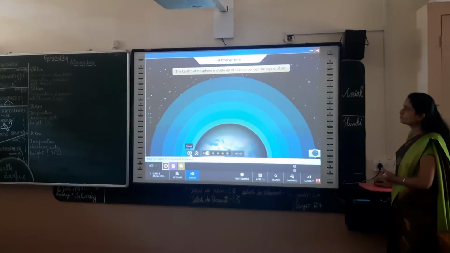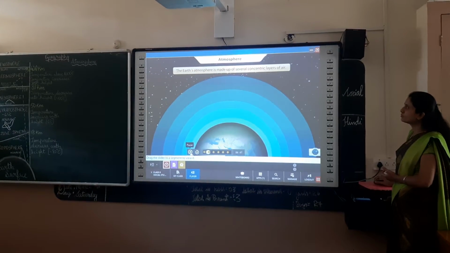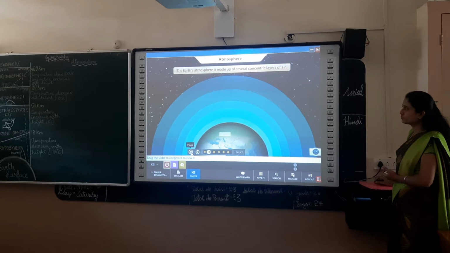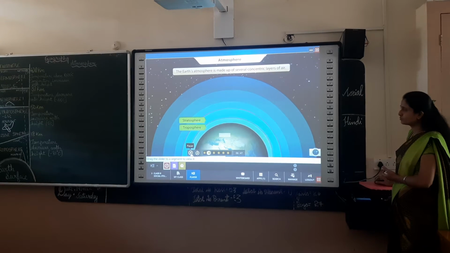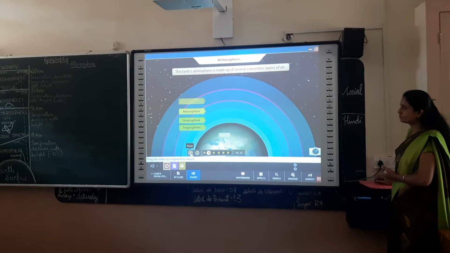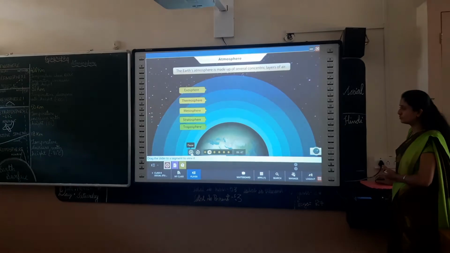The Earth's atmosphere is made up of several concentric layers of air. They are troposphere, stratosphere, mesosphere, thermosphere, and exosphere.